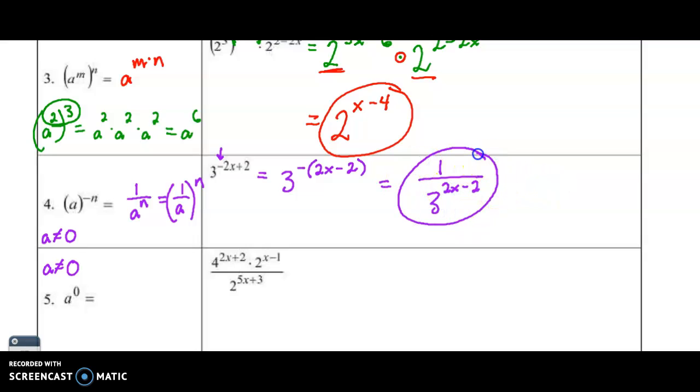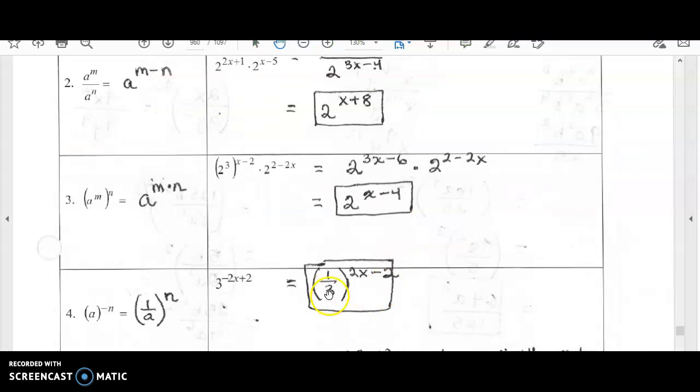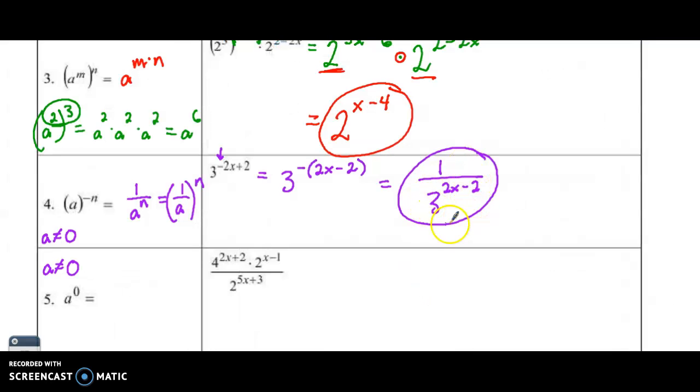So I'm going to stop right there, but I just showed you the answer key where he wrote it as 1/3 to the 2x minus 2 power. I just don't have that preference. If you see a problem like this on a multiple choice, be ready for this to be the correct answer and not what I wrote down, but they are both equivalent.